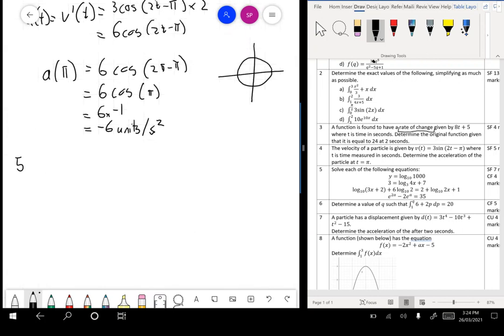Okay, question 5. Solve each of the following equations. Oh, joy. Y equals log 10 1,000.